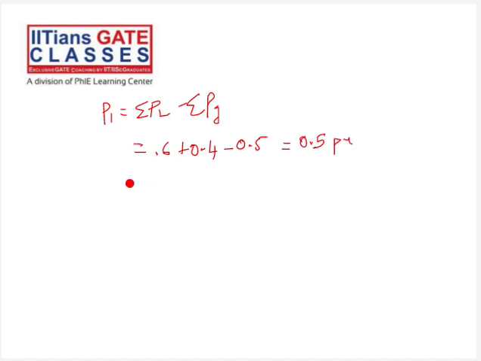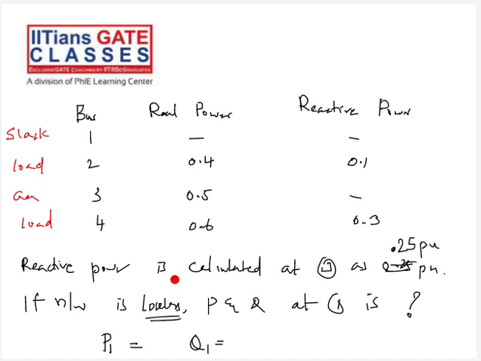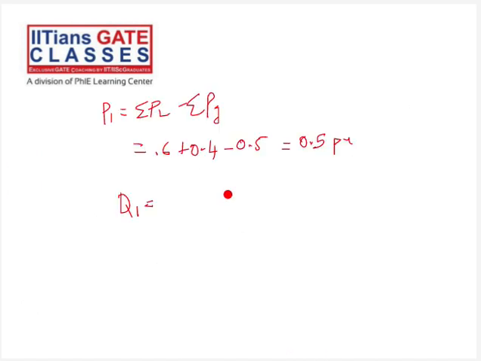And now what have they said? They have calculated Q1, right? What is Q1? Q1 is given as 0.3, 0.1, and they said that they have calculated it as 0.25. So basically it is 0.3 plus 0.1 minus 0.25. So it will come as 0.15. Is this clear?